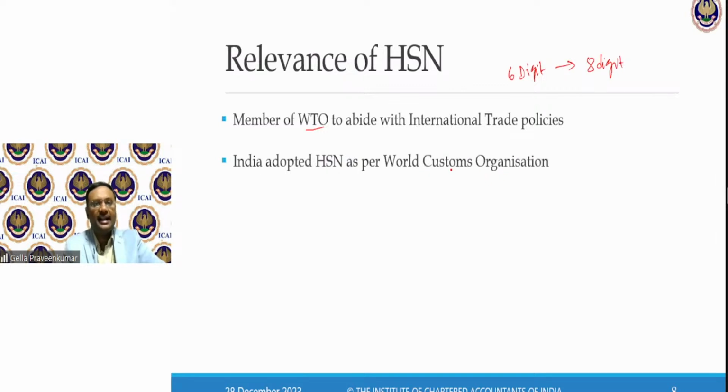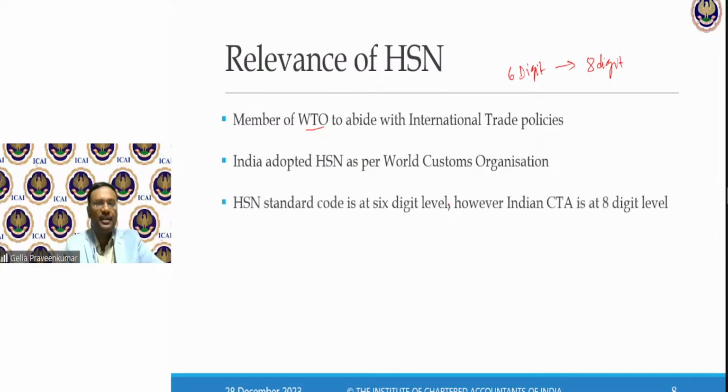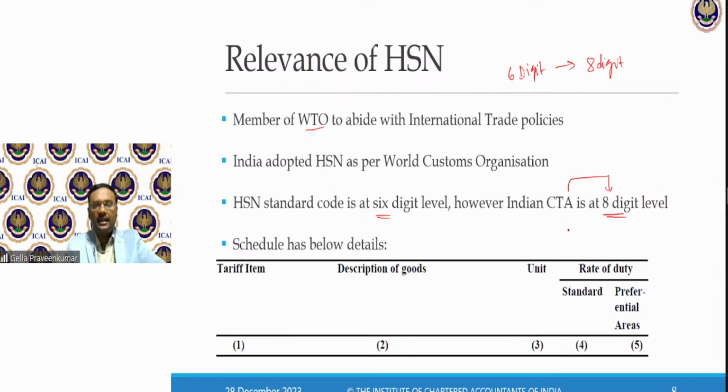India adopted HSN as per the World Customs Organization, and the HSN standard code is at 6-digit level. However, in India, in the Customs Tariff Act, we have made a reference to 8-digit level. This gives more clarity compared to the 6-digit level. In the institute material, they have condensed what information you need to read.